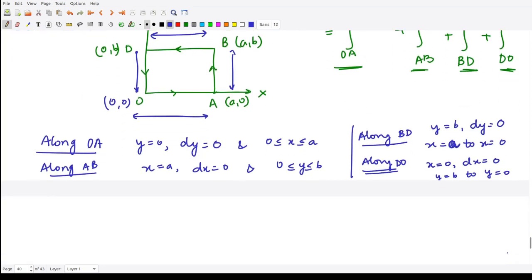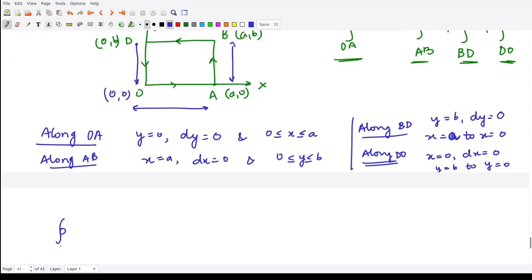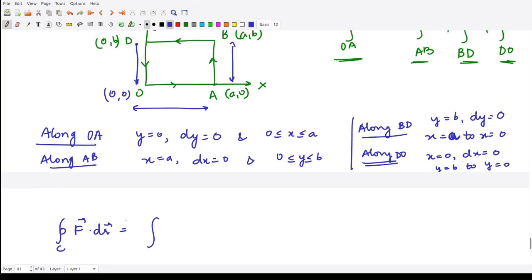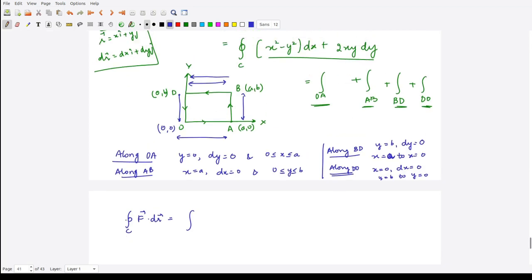Accordingly, we can write down this line integration of F dot dr. So this would be the integration along OA. Along OA we have this function, and along OA the value of y is 0, dy is 0. So this quantity would be 0. So we are left with x square minus 0 square, and what is dx? dx is dx only here, and the limits of x in this case vary from 0 to a. So this is the first quantity.